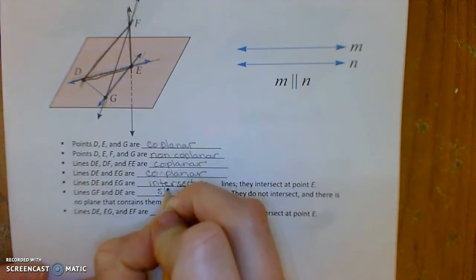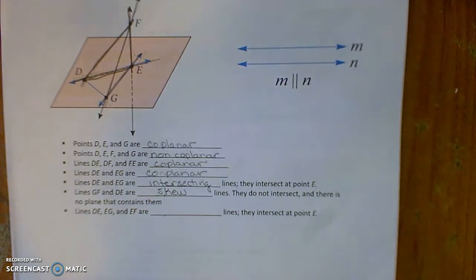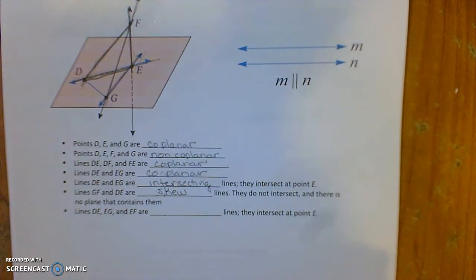They're called skew lines. Not only will they never touch each other, but they're not in any sense parallel, because there's no plane that contains the 2 of them.